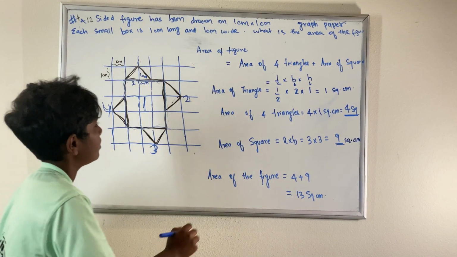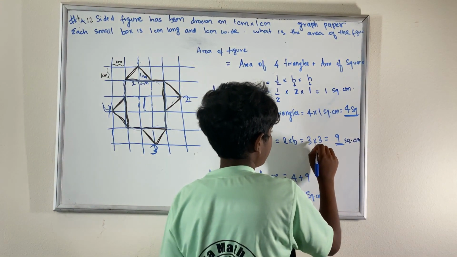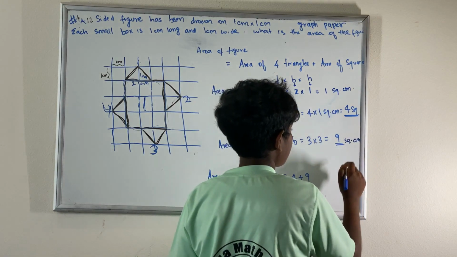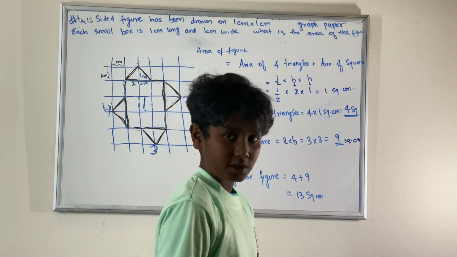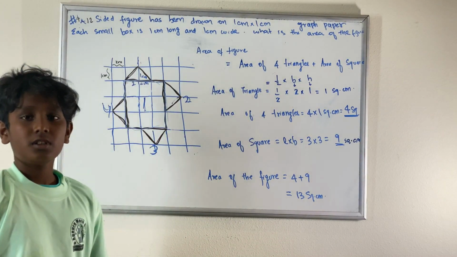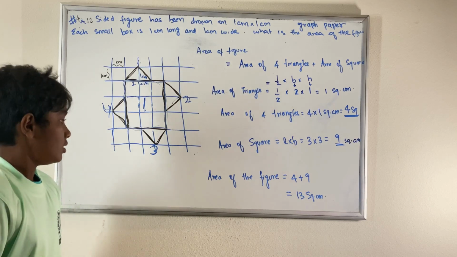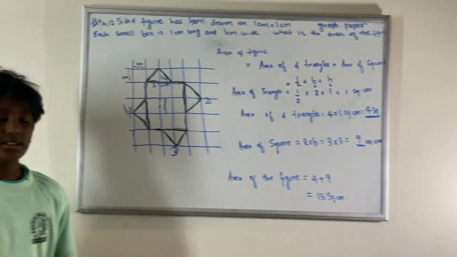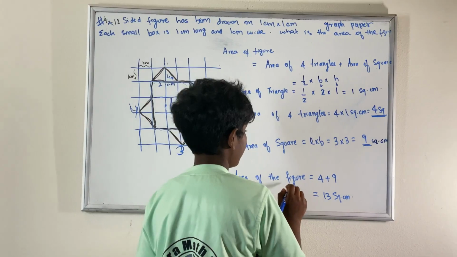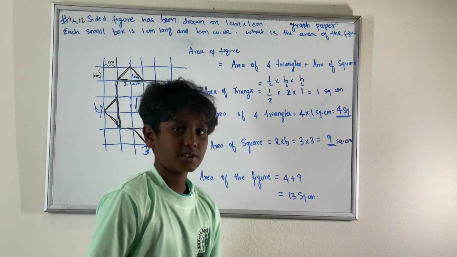And so now let's look at it. Equal to 3 times 3 equal to 9 square centimeters. So the 9 square centimeters represents the square. So now we have found the area of the triangles and the square. Now all we have to do is add them. Area of the figure is equal to 4 plus 9 equal to 13 square centimeters.